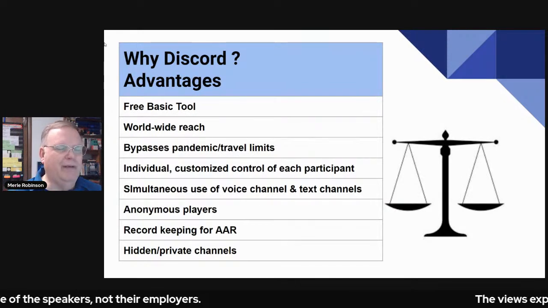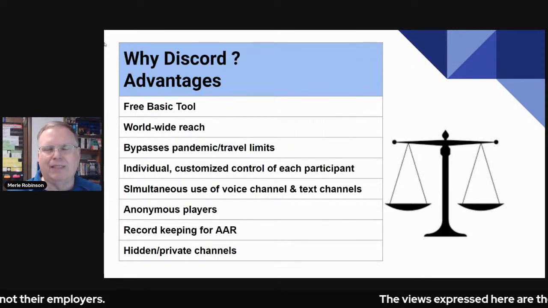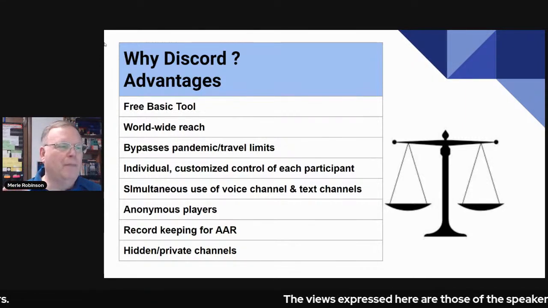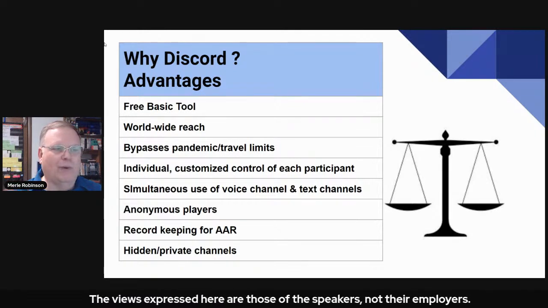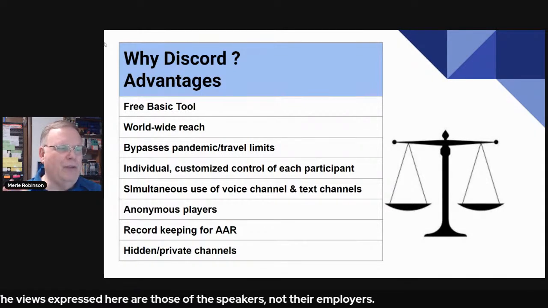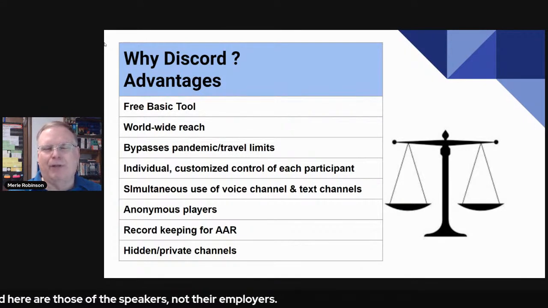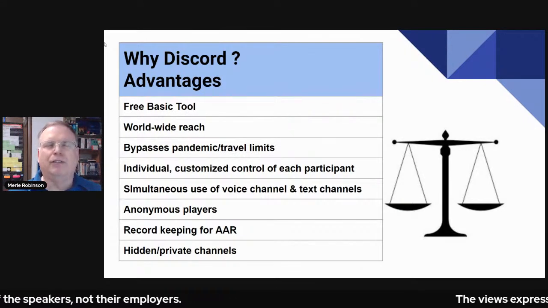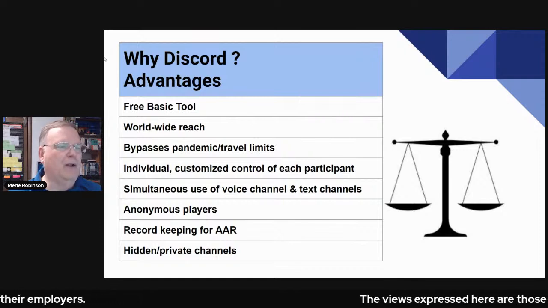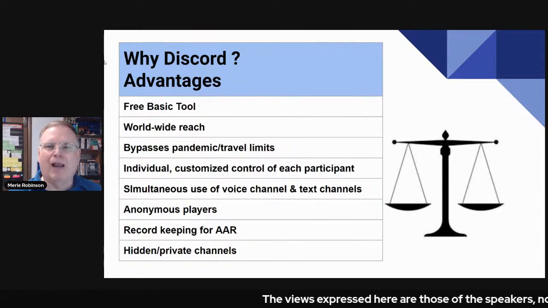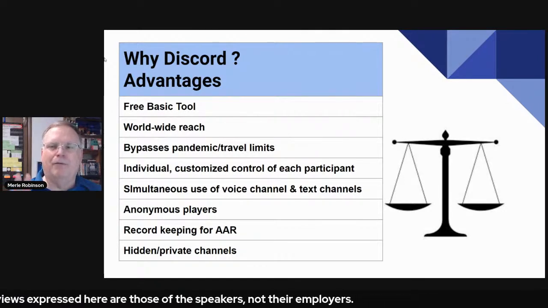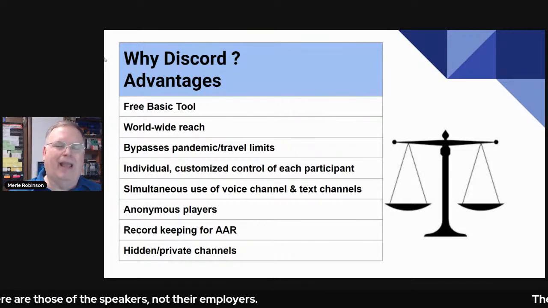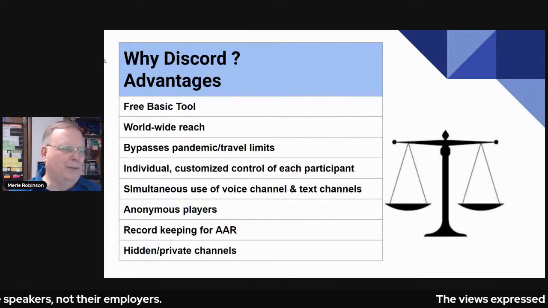And it allows you to individually and customizingly control each participant. Lets you handle simultaneous use of voice and text channels. And you can use video, but video is not particularly reliable in the free version. So you'd have to upscale for that. It also allows your players to be anonymous to one another in terms of what their real life role is. So if you've got a 4-star in the game and you've got a Butterbar's lieutenant in the game, they don't have to know who's who.